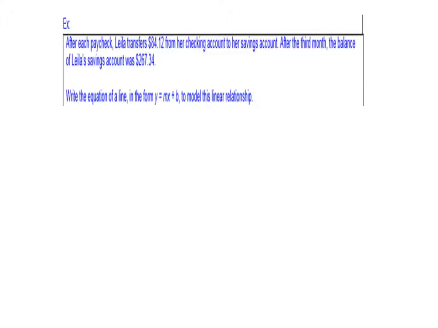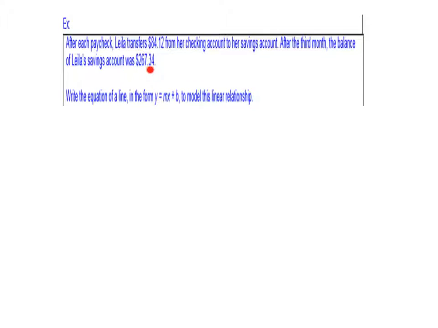So the second example says, after each paycheck, Leah transferred $84.12 from her checking account to her savings account. After the third month, the balance of Leah's savings account was $267.34. So again, they're asking us to write the equation of a line. Now notice something here. The $84.12 says this is how much she transferred from her checking account to her savings account. And after the third month, this is her balance. So we're looking at a transfer amount and then a balance amount.